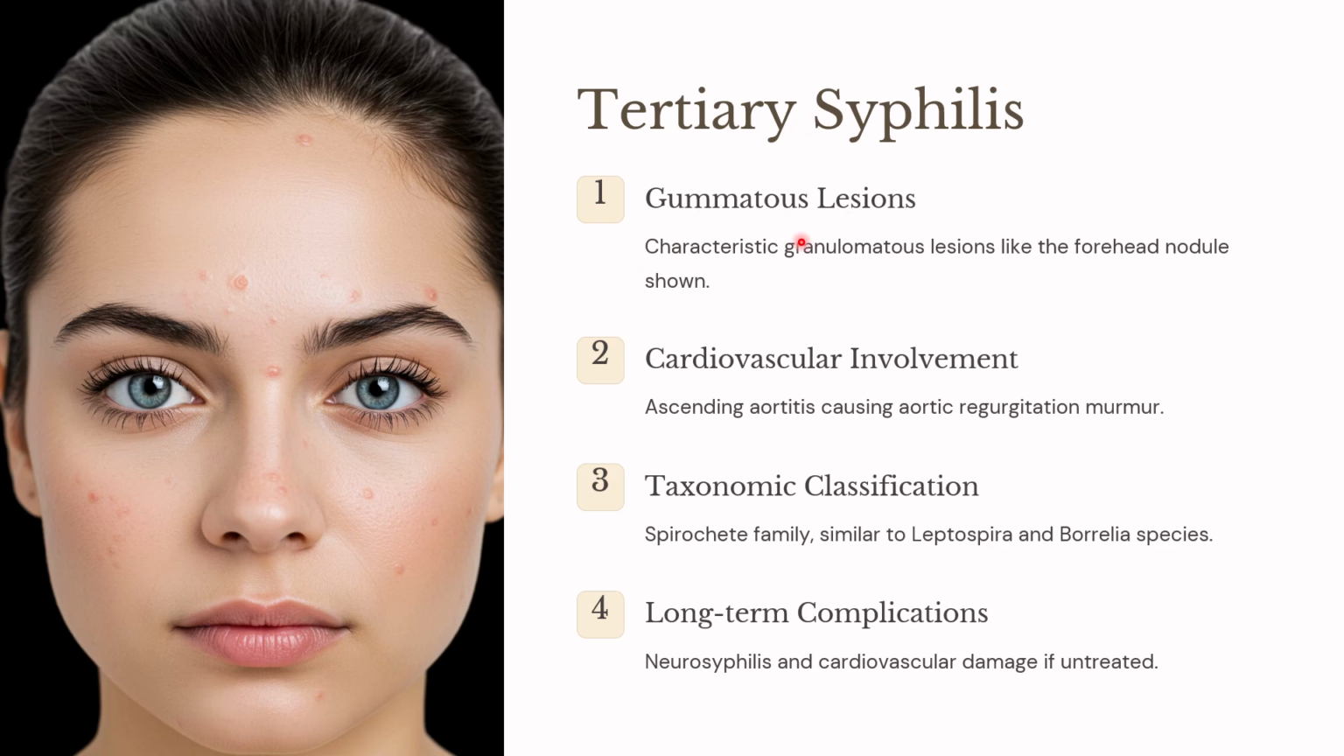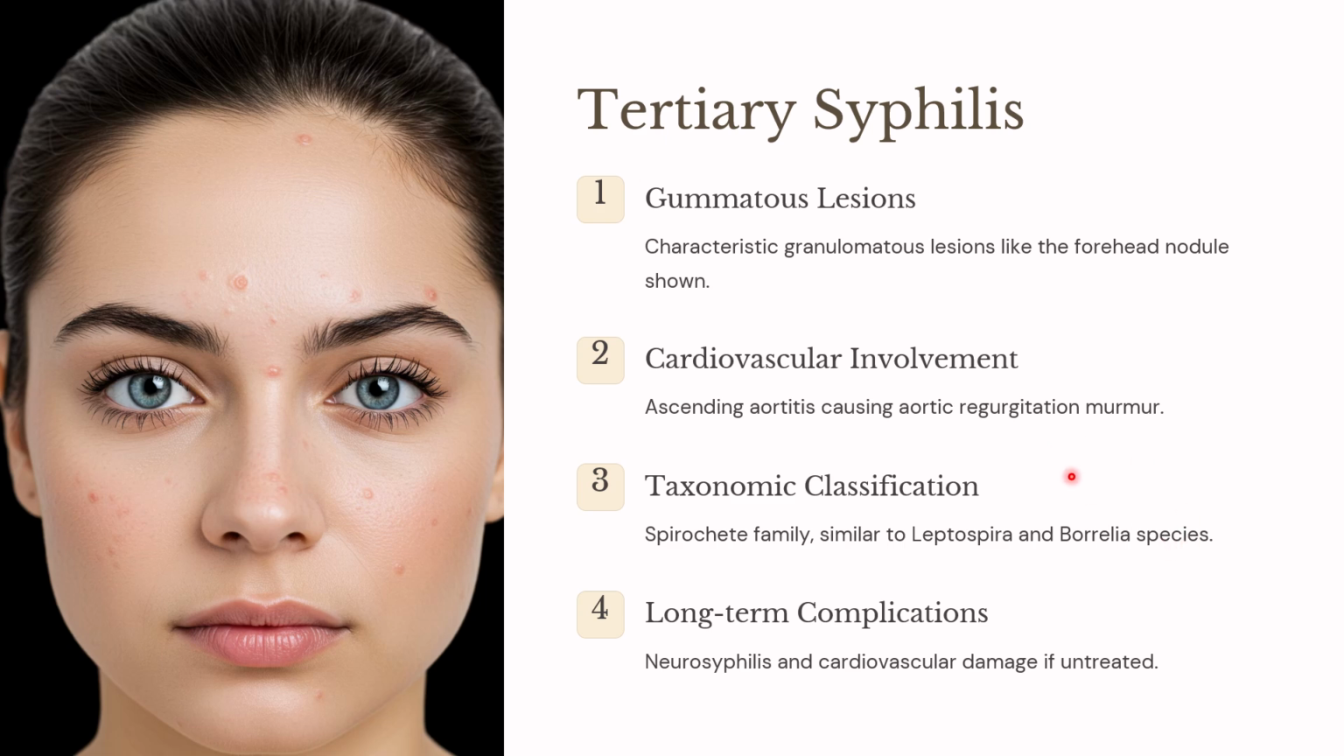Tertiary syphilis. They will give you a characteristic granulomatous lesion, which I again ask you to check on the internet, the granulomatous gumma, which is present on the forehead. It is very typical. So when you see a picture of a gumma, it clearly implies that it is tertiary syphilis. Tertiary syphilis affects the cardiovascular as well as the neurovascular system. In cardiovascular, it will result in ascending aortitis associated with an aortic regurgitation murmur.